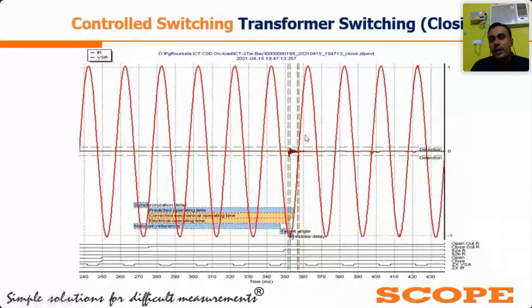Yeah, it is the healthier graph of the power transformer closing condition. It is a controlled switching which we have performed at Power Grid Rourkela ICT, as you can see in the graph here.